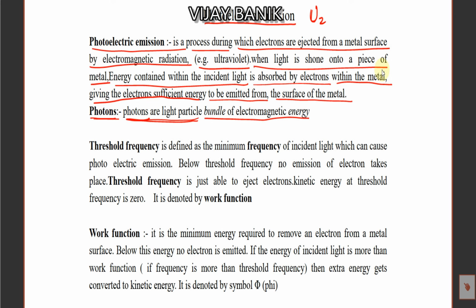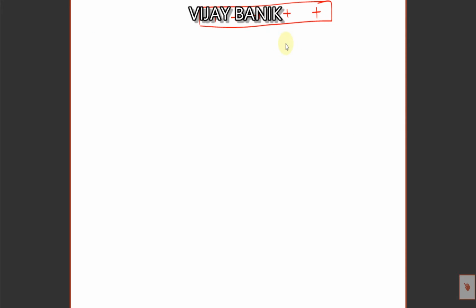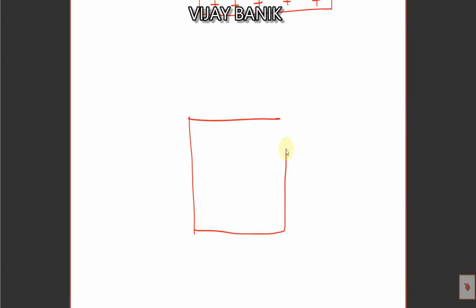Now let me explain something that was not given in these notes. Let me teach you guys regarding the gold leaf electroscope. I hope you guys remember this gold leaf electroscope concept from your O levels. If you don't, please listen to me properly. It's just like a box. The upper surface is metal. So this is metal over here.